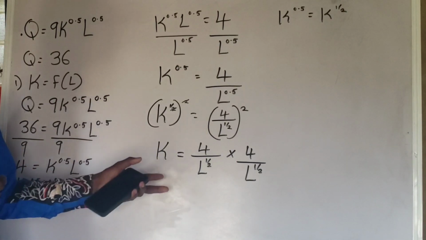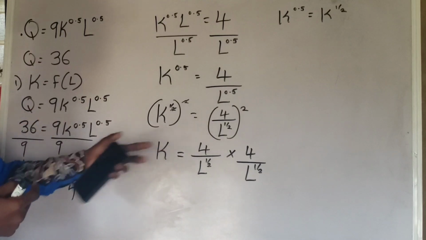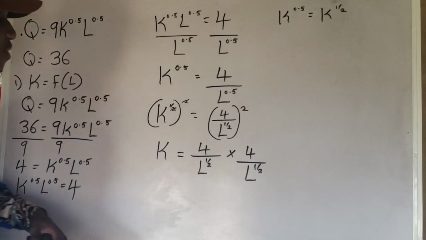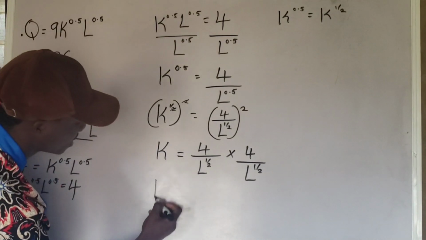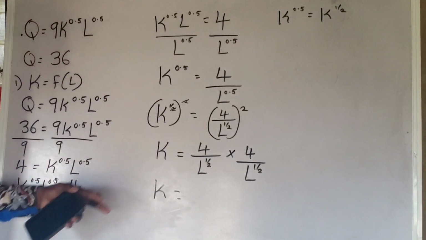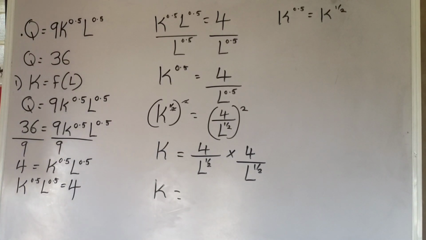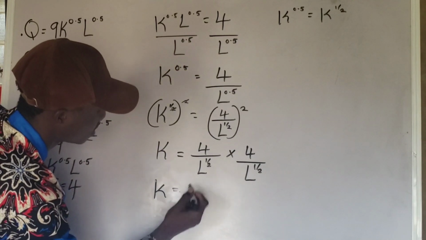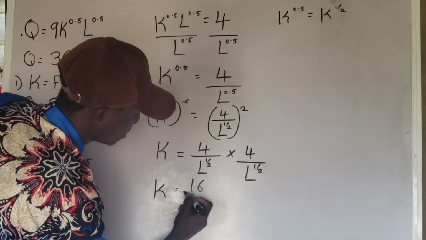But I show this to you so that you will understand how I arrive at the answer. Now, for this, I'm going to have K equals, for the numerator, 4 multiplied by 4 will give me 16. You understand? Please pay attention. 4 multiplied by 4, that is 16, all over.